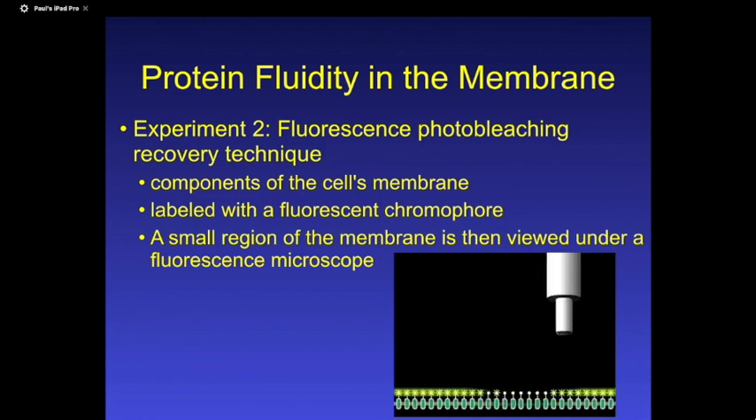Ooh, this is real science fiction now. We shot it with our laser.